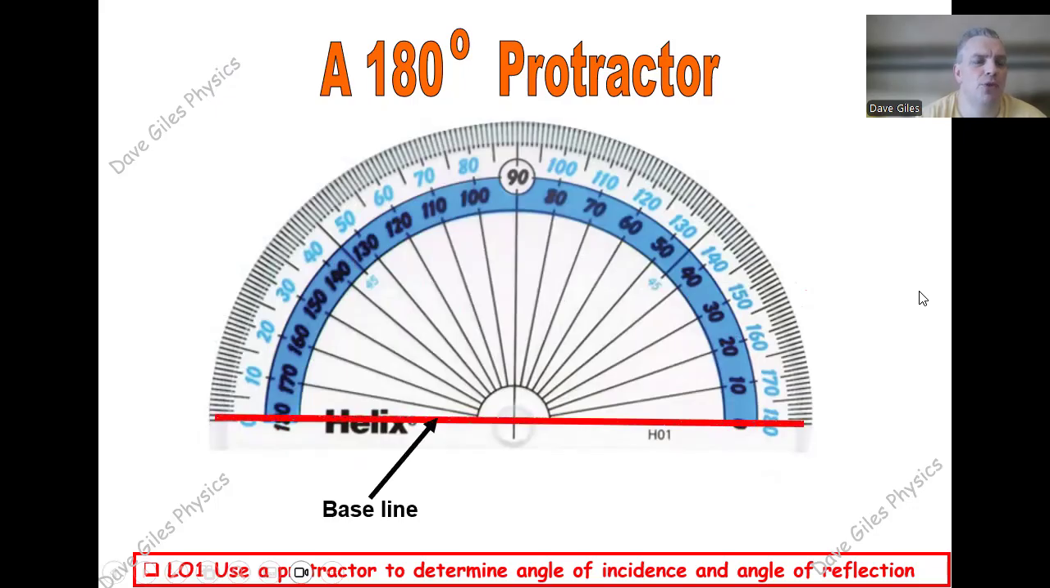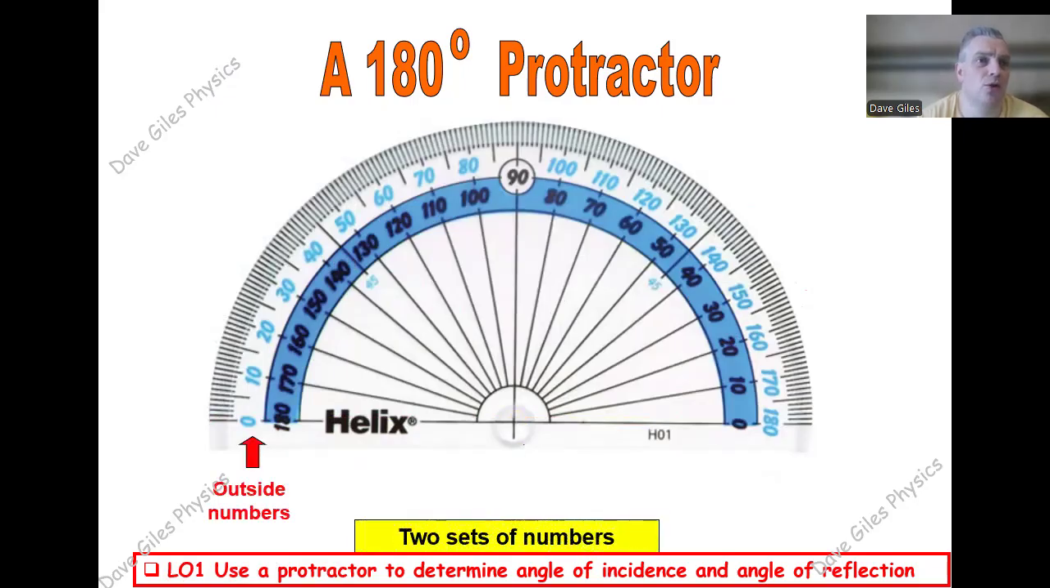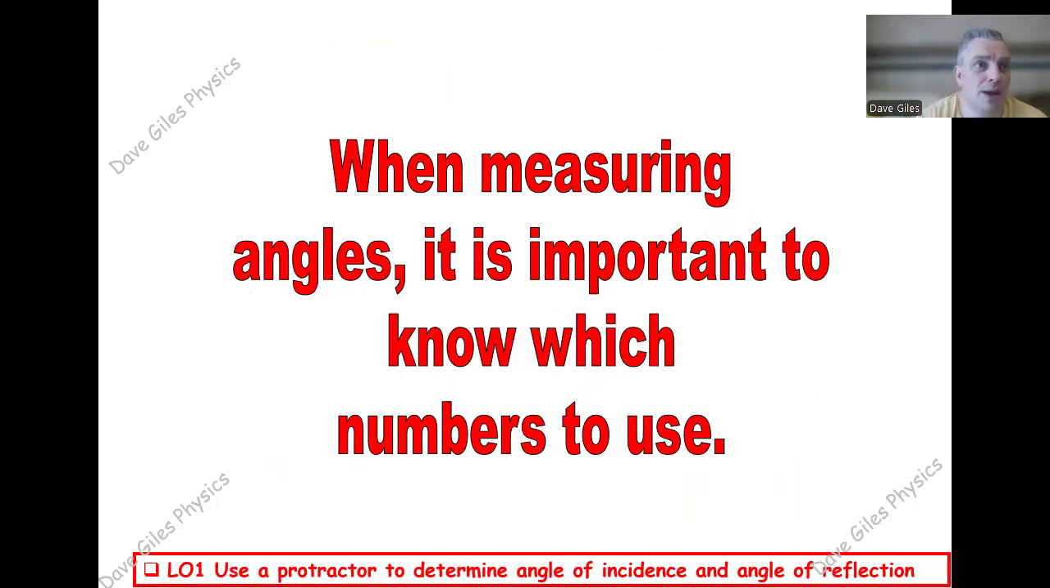So this is your baseline. And this here is the crosshairs where the two lines cross. We've got two sets of numbers. We've got the outside numbers and we've got the inside numbers. And it's usually easier to use the outside numbers. So when measuring angles, it's important to know which numbers to use.